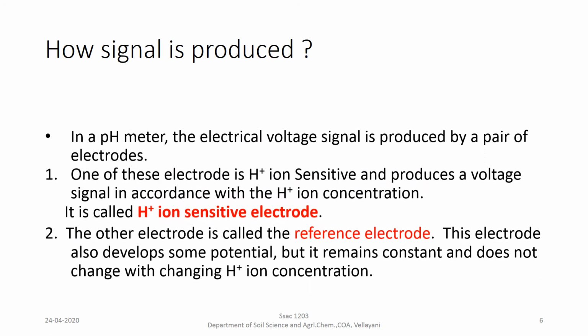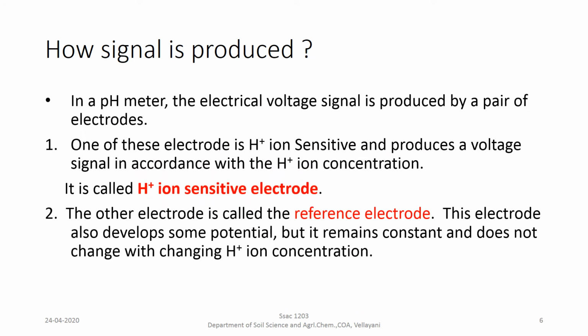Now let us see how a signal is produced in the pH meter. So in the pH meter, the electrical voltage signal is produced by a pair of electrodes. One of these electrodes is a hydrogen ion sensitive electrode, which produces a voltage signal in accordance with the hydrogen ion concentration of the test solution. And this electrode is called the hydrogen ion sensitive electrode.